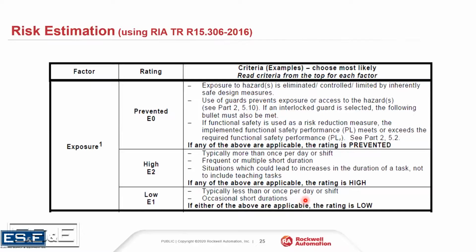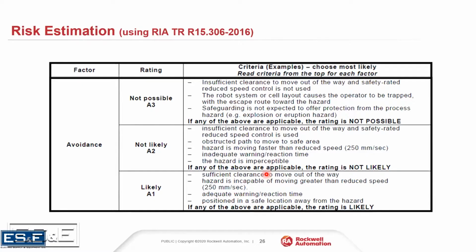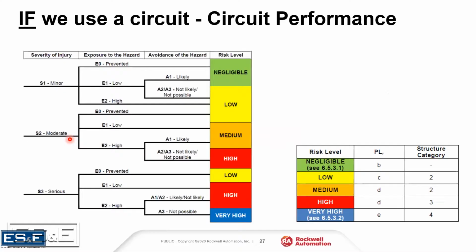And then avoidance, a lot of times, especially with robotics, maybe it comes down to speed. So speed and distances and how much space somebody has. So again, to that technical report, those three factors go in. And we'd say if we had moderate injuries could occur and it's high exposure and it's not likely to get out of the way, then we'd have high. And the technical report also maps red or high to a performance level requirement of D and a category 3 design structure. And Greg's going to explain that in a bit more detail here coming up soon.